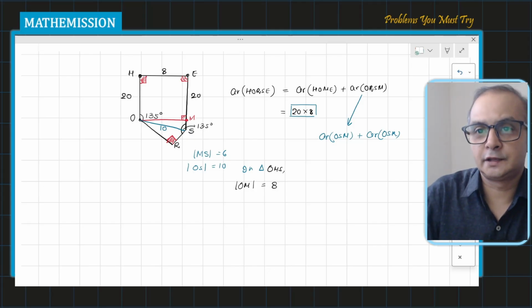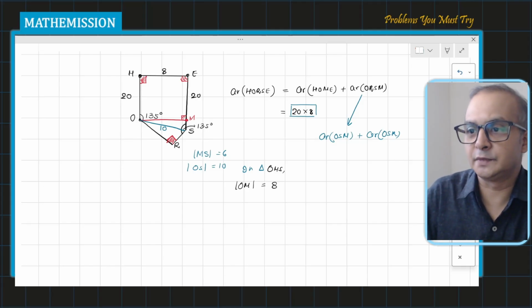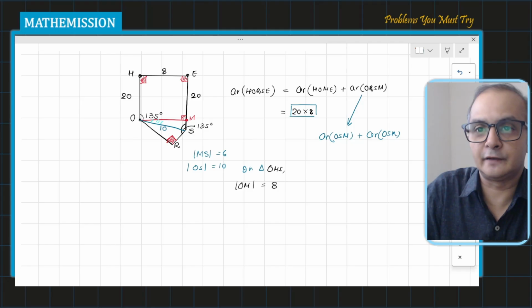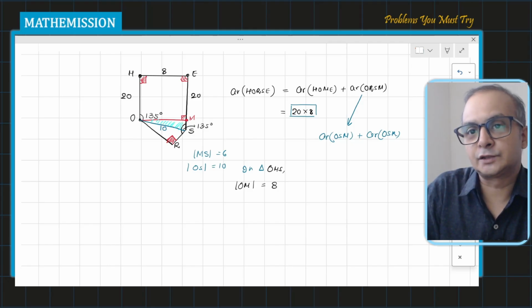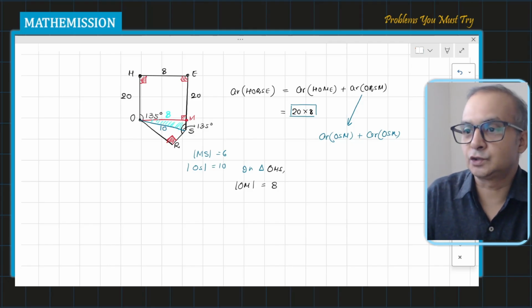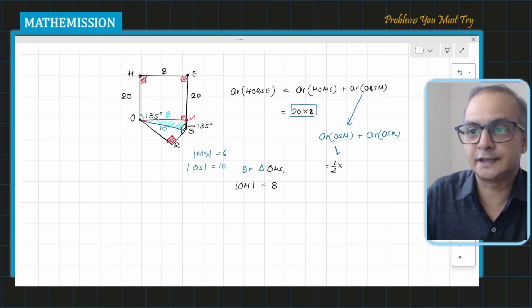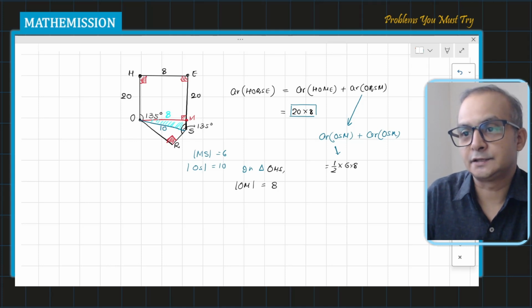So first we find the area of OSM. That is not difficult, so let me just show you. This is OSM I have, and in this I already found this 8. So the area of OSM is simple. This is half into base into height. The base I already have, this is 6 and this is 8. So that is going to be 24.